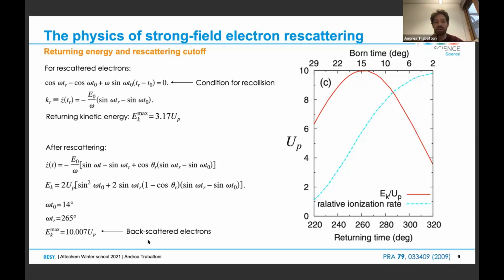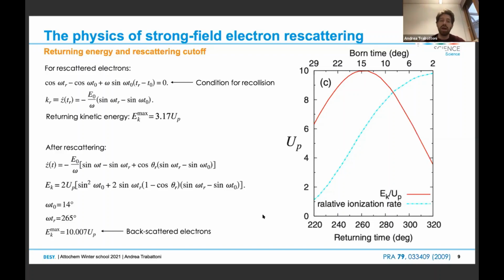And these are the backscattered electrons, for which you can see in the blue curve that the ionization rate from time zero is remarkable. And for this reason, a relatively large amount of electrons reach this 10Up, that is the final cutoff.